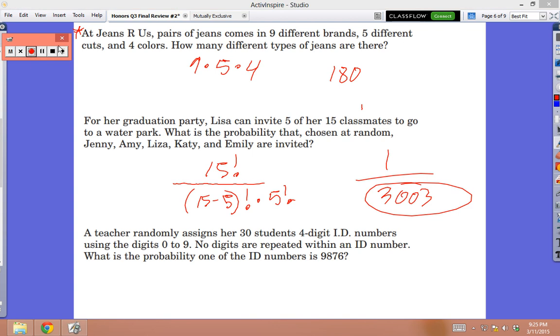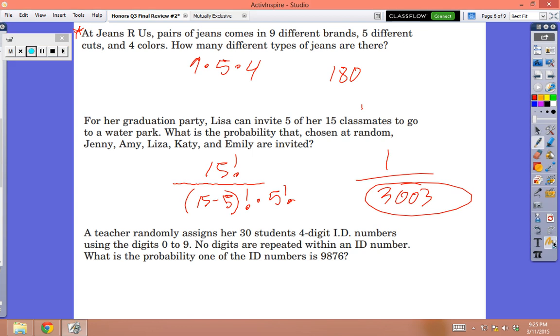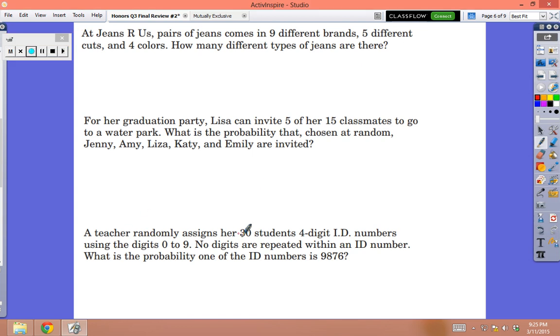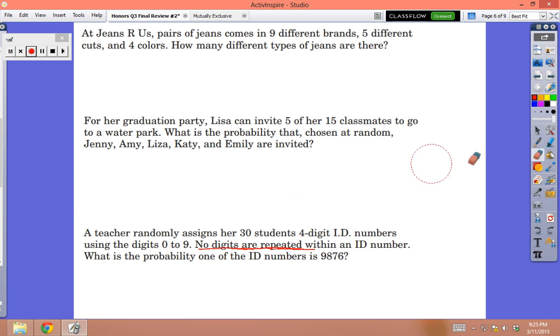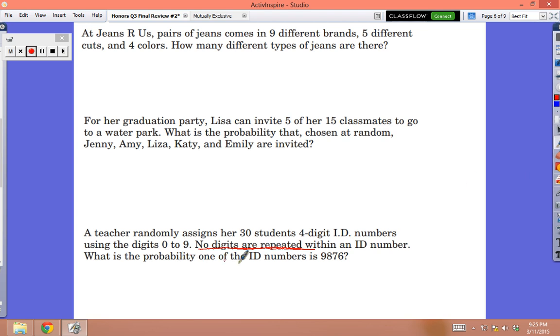Okay, the next one. A teacher randomly assigns her 30 students 4-digit ID numbers. She's using the digits 0 to 9, so she's selecting from 10 digits. No digits are repeated, so that's the big deal. So she cannot have a 9999 for an ID number. Okay, what is the probability that one of the numbers is 9,876?